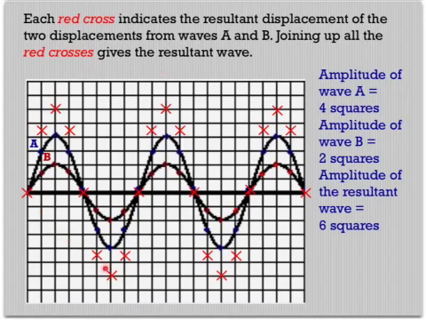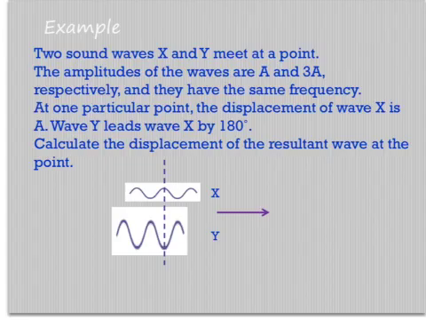Here is an example of adding two waves. They have the same wavelength but different amplitudes. A has an amplitude of 4 squares. B has an amplitude of 2 squares. And if you add up their displacements vertical line by vertical line, you end up with these crosses. And if you join up these crosses like that, then you get the resultant wave.